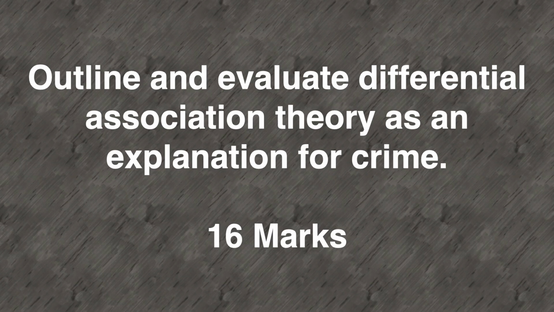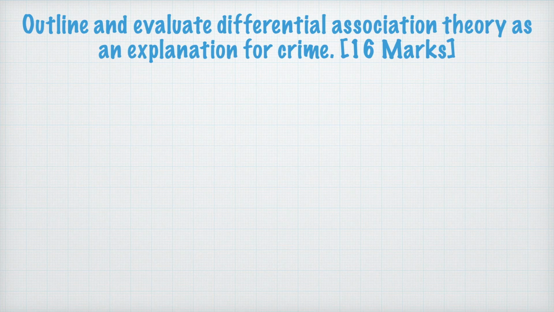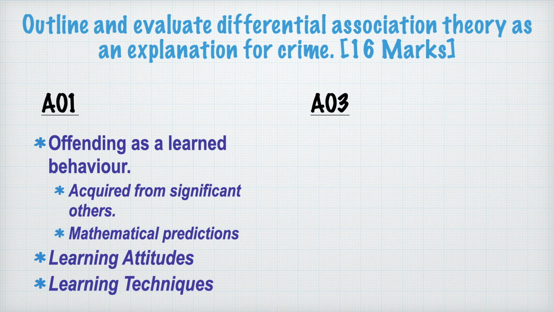My third essay is on differential association theory. Differential association theory was put forward by Sutherland, and for anyone who can't remember, this is the theory that was described as the social learning theory of crime, because it suggests that people learn criminal attitudes and criminal actions through their significant others.